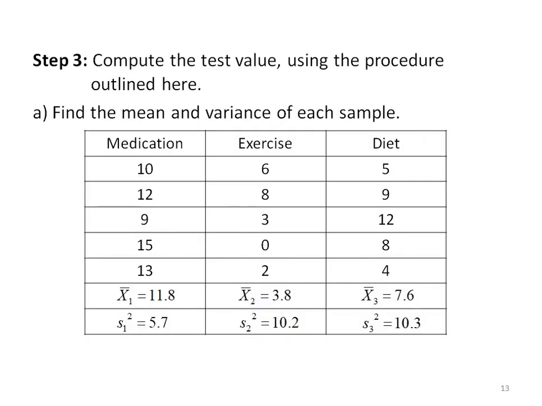Next, step 3, compute the test value using the procedure. So find the mean and variance. Find the mean, 10 plus 12 plus 9 plus 15 plus 13, then divide by 5, we get 11.8. While variance, we just use the simple variance formula, which is the summation of x minus mean squared divided by n for population, summation of x minus mean squared divided by n minus 1 for sample. Then we can get this mean and variance. Please try.